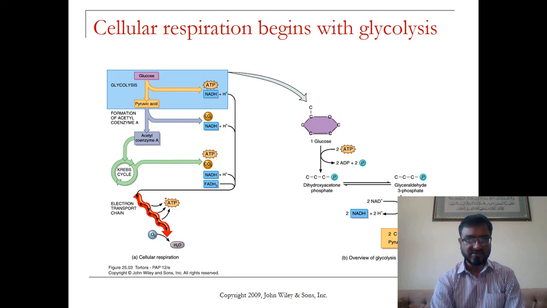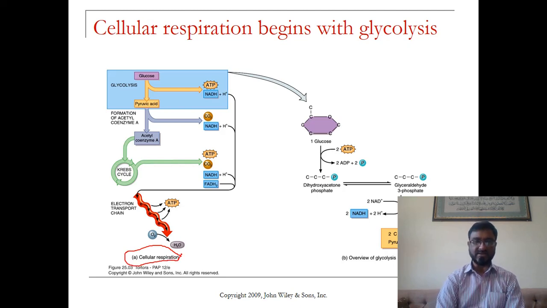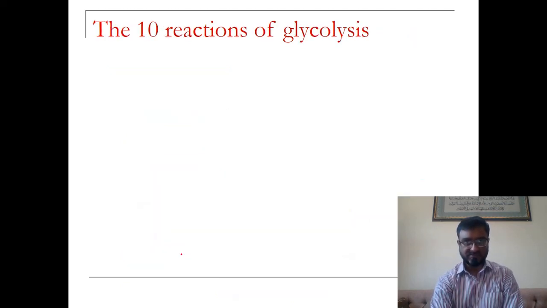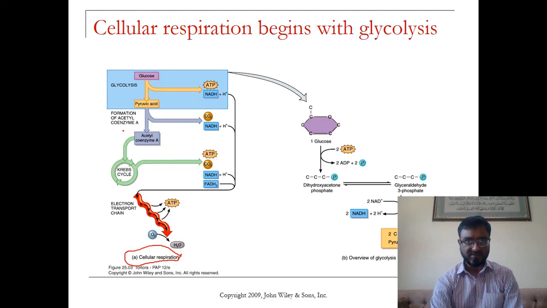So that is the whole process from the glucose to the electron transport chain that is providing the energy. All of that is called the cellular respiration process. Cellular respiration is a catabolic type of process for giving energy. So we will be starting with this part, the glycolysis part.